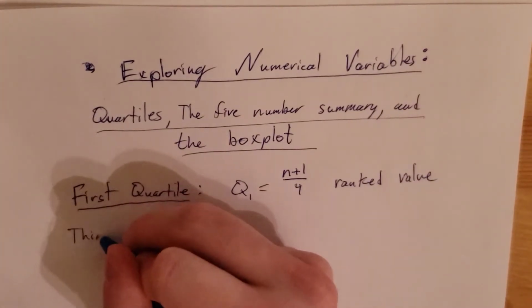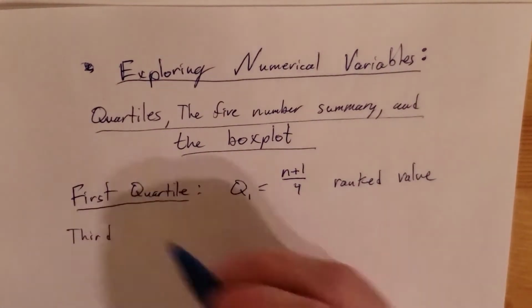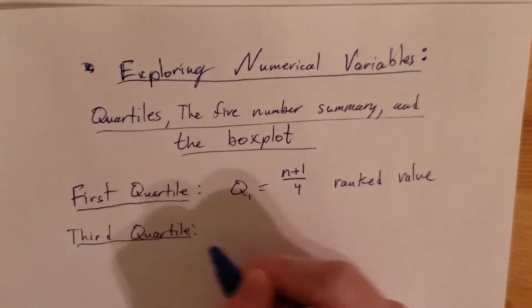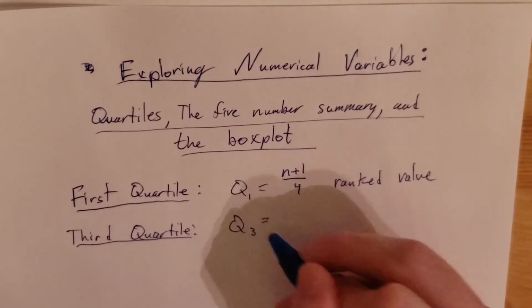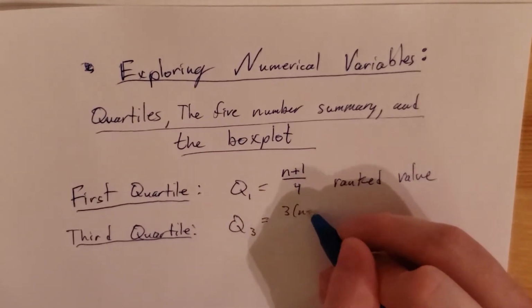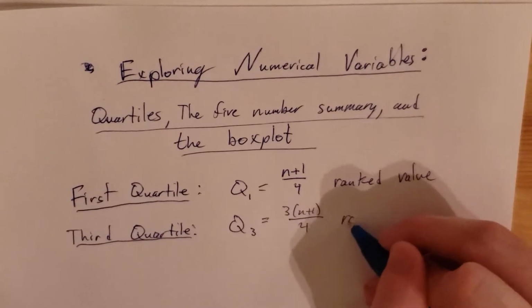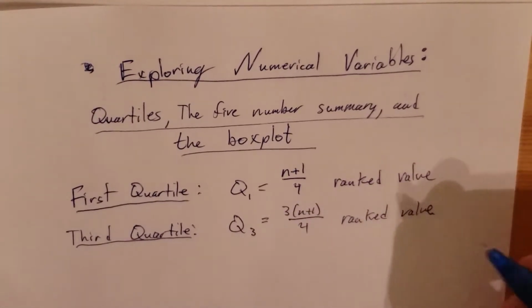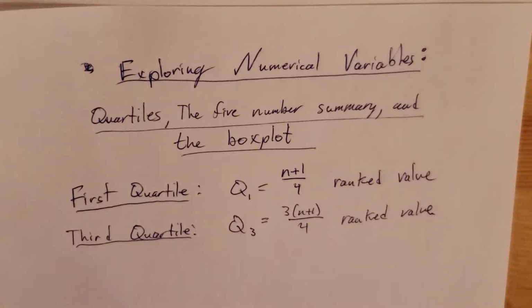And the third quartile is Q3, which is 3 times n plus 1 over 4th ranked value. And what do these quartiles do? Well, the first quartile, the median, and the third quartile put together help us separate the data into fourths, essentially, in an ordered array.